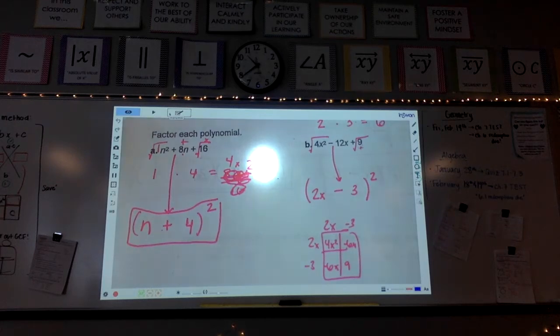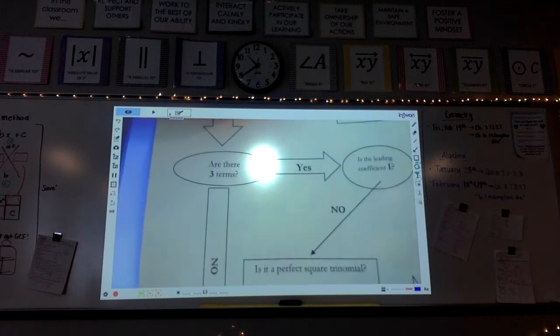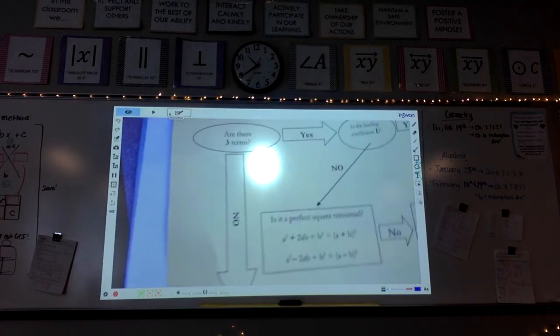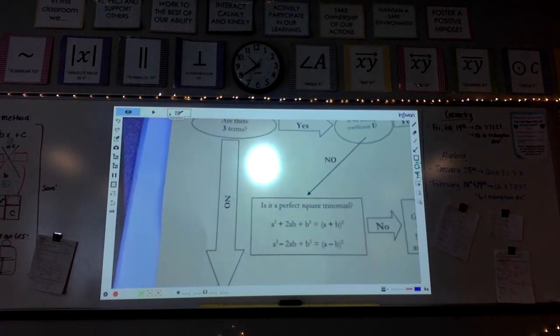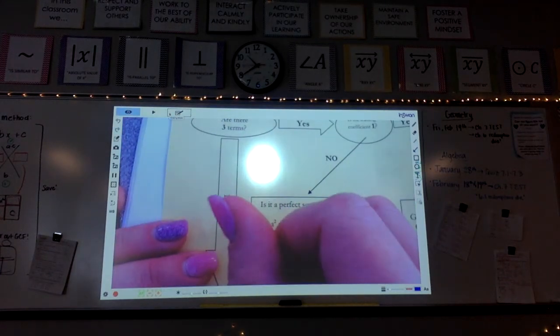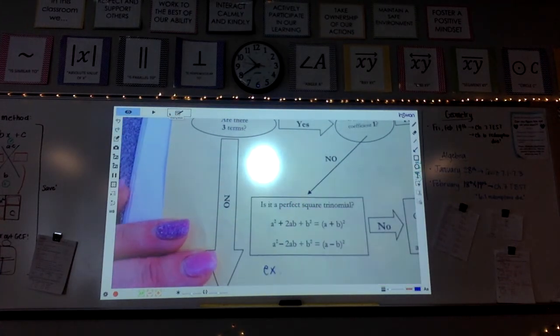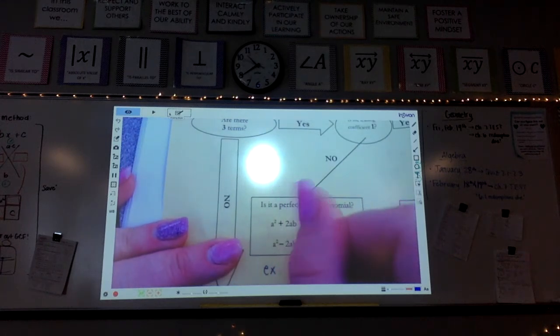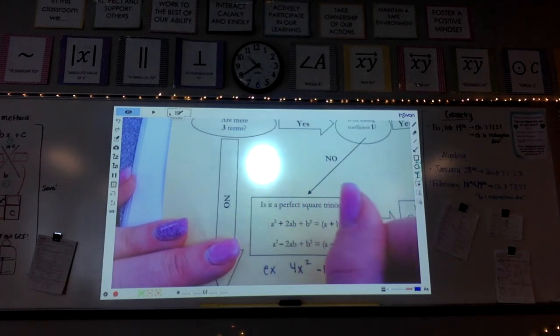On your flowchart, just real quick, let's go ahead and add an example in here. So down here where it asks if there are 3 terms, it asks you the follow-up question, is it a perfect square trinomial? And that's what I was talking about. It's always 2 times the square root of the outside numbers. Let's write an example of what that looks like. So I'm just going to use the one that we just did. 4x squared minus 12x plus 9.